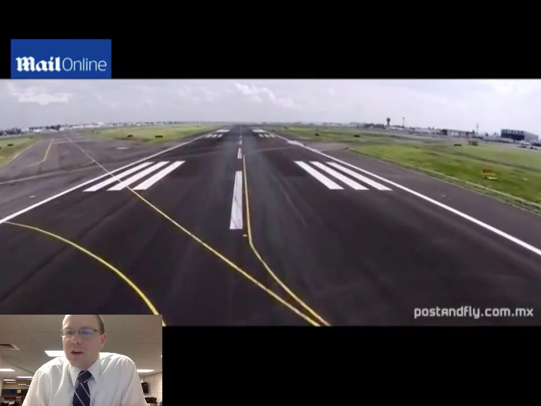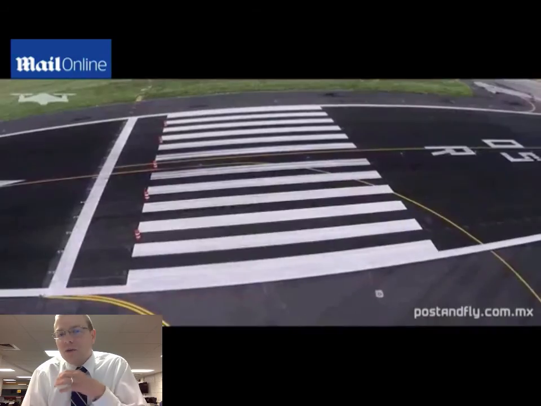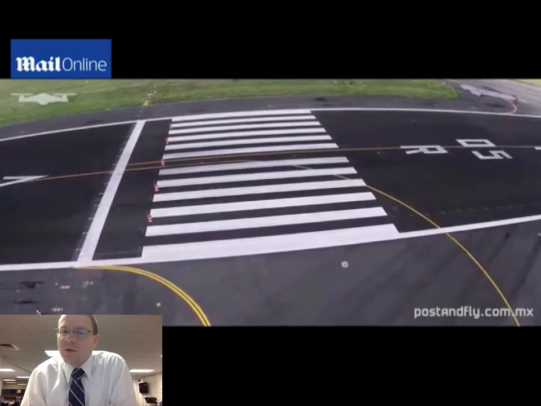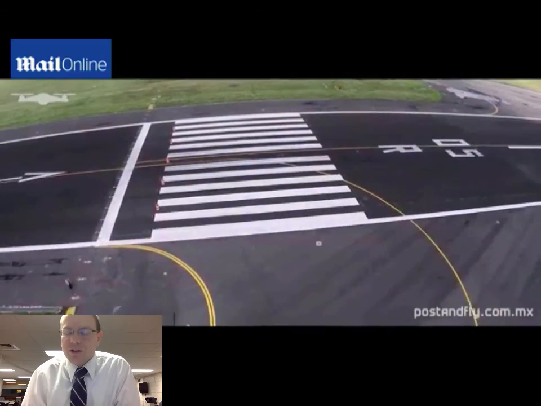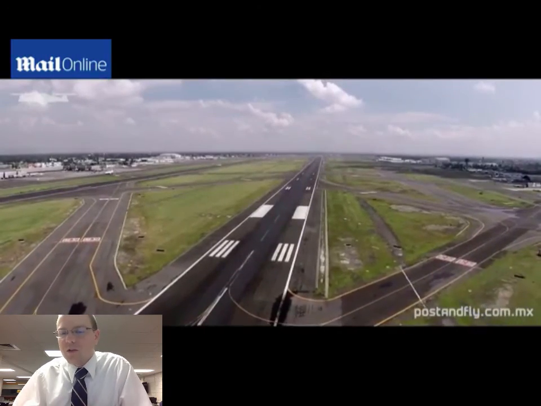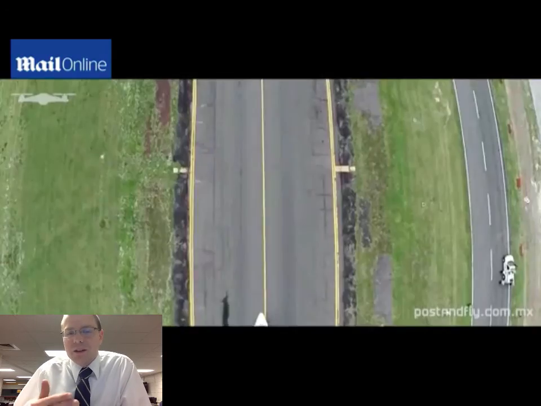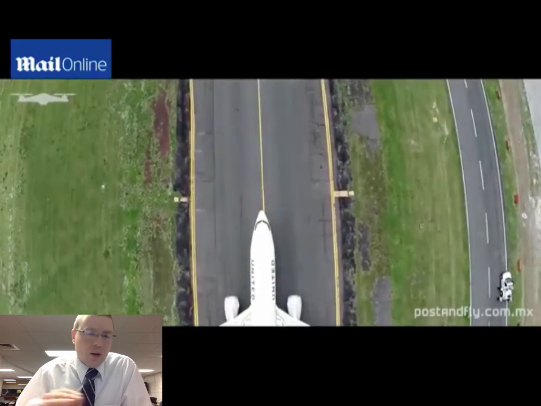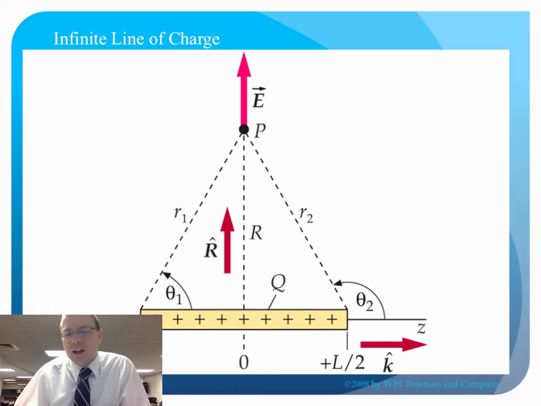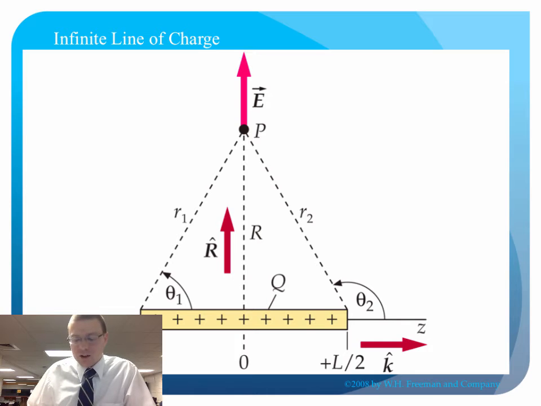When a drone's flying over a runway, you can't tell where the beginning of the runway is and where the end of the runway is. It just looks like it goes on forever in all directions. And that's what we mean by this infinite line of charge. No matter where you move away from the line, it doesn't look like it has a beginning or an end. It's an infinitely long line of charge.